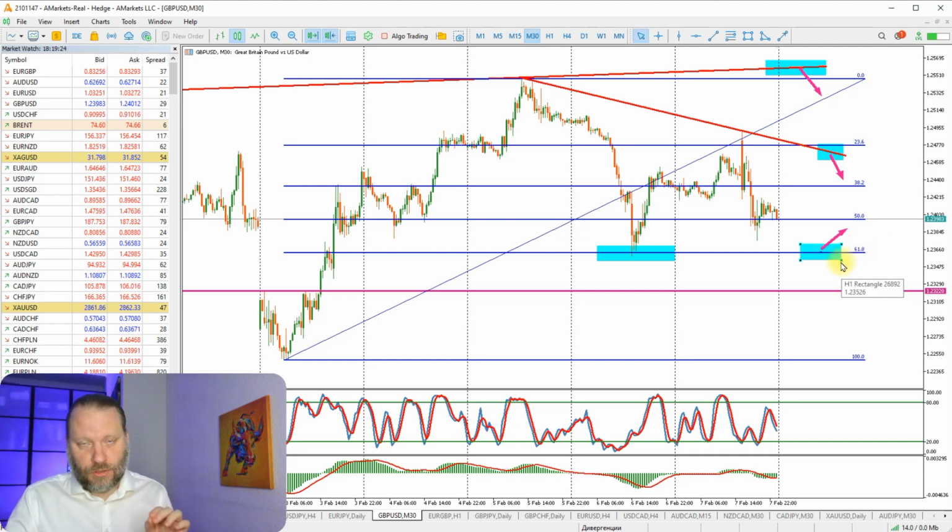Accordingly, if we expect that the price will be in the area of the support line at the time of the news release, then of course we are more likely to buy from the 61.8 level.